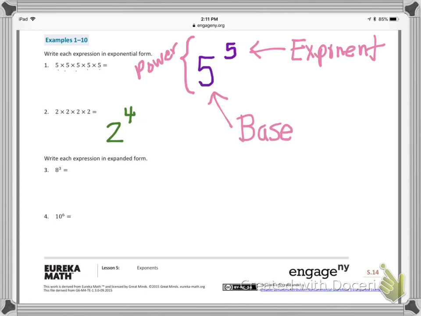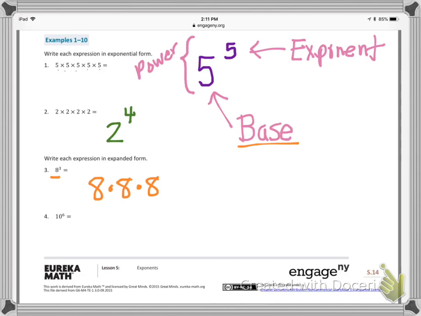Now we're going to go the other way. We're going to start with the exponential form, and we're going to write this in expanded form. So for example number 3, I'm finding the number that is being repeatedly multiplied. Well, that's our base. The base is the number that's being repeatedly multiplied. So in this case, it's an 8. So 8 is my base, and that's the number I'm going to multiply by itself 3 times. So I'm going to have 3 8s. 8 times 8 times 8 would be the expanded form of the code 8 to the third power.